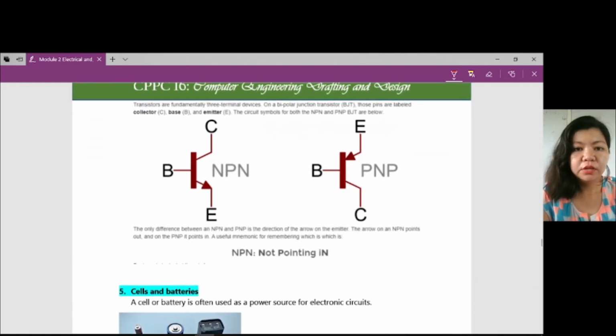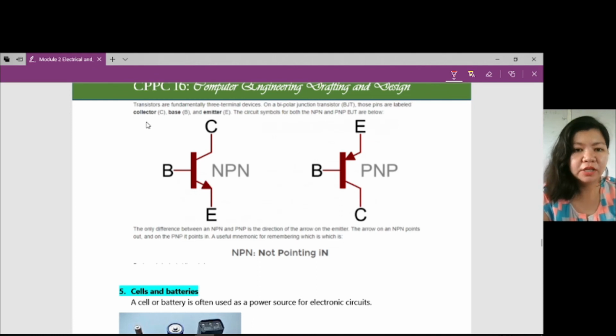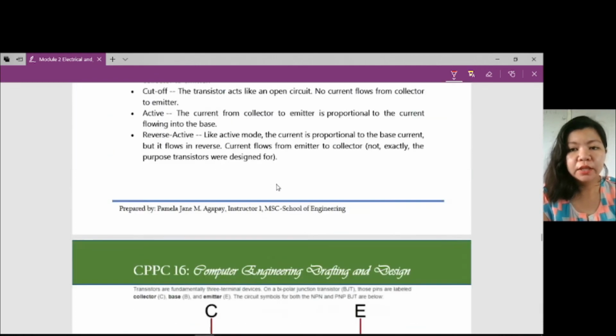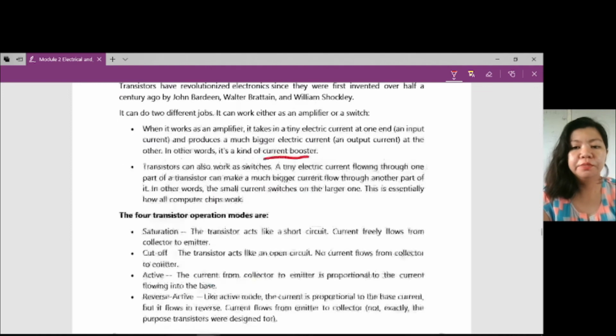Now, the transistors are fundamentally three-terminal devices. Ibig sabihin, there are three connections that we are expecting when we have the transistors. So on a bipolar junction transistor, those pins are labeled as collector, base, and emitter. So tatlo yung kanyang connection. So kung makita natin, tatlo yung paa ng ating transistor. One of it is the collector, base, and one is the emitter.